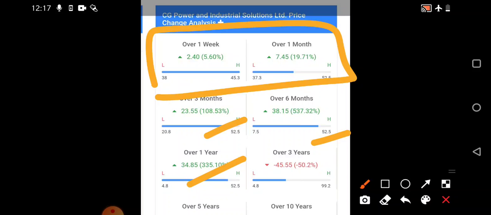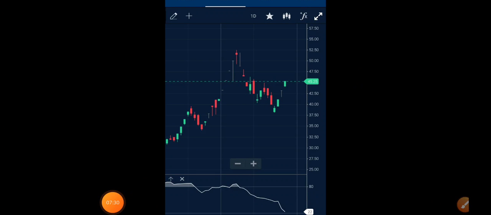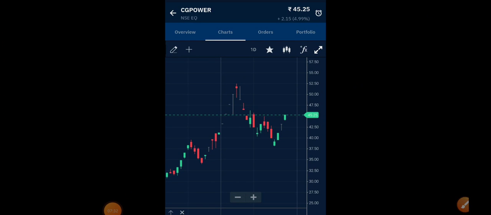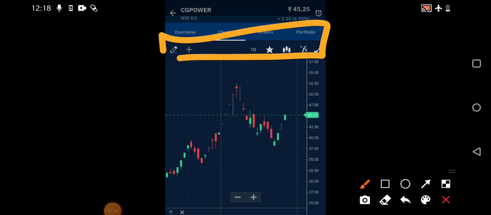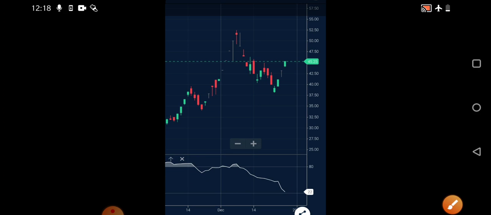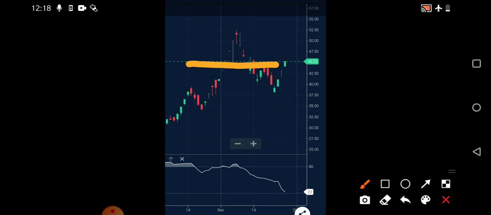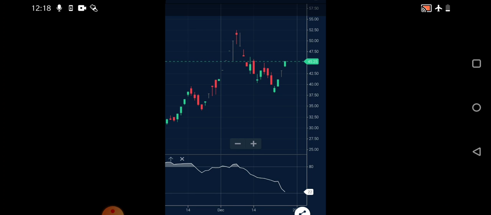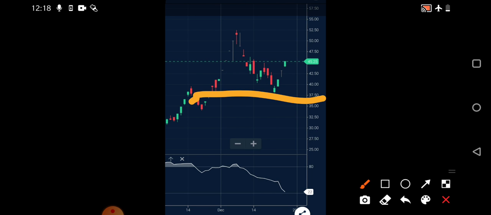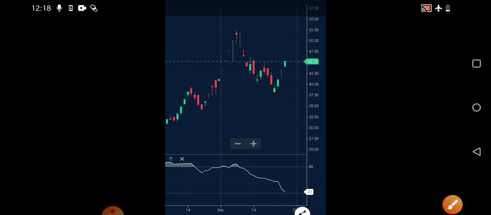Now we'll go to the technical charts. So we're back on the technical chart. This is the 1-day chart. Today it is clearly at the upper circuit of almost 4.99%, and currently it's near 45.25. You can see it has taken a break, gone up again, come down, taken a break, again and again. Clearly 37 was a strong support. Very strong support. You can see 37 rupees has been tested almost 2 times and it has retraced.